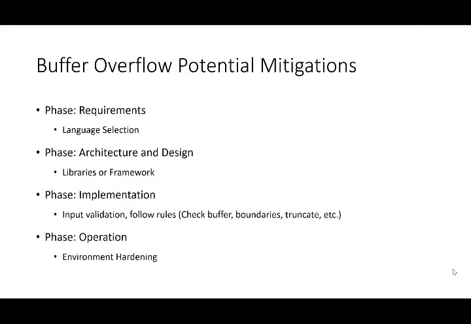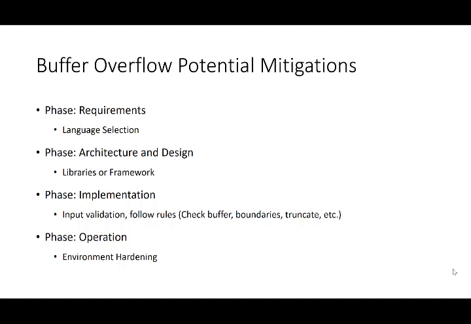Next is buffer overflow potential mitigations. I separate the mitigations into different phases of development. The first phase is requirements. By negotiating with the users, the developer can decide which language to use for development, which will reduce the probability of generating buffer overflow weakness. The second phase is architecture and design. The developers can use vetted libraries or frameworks that do not allow this weakness to happen, or that provide constructs that make the weakness easier to avoid.